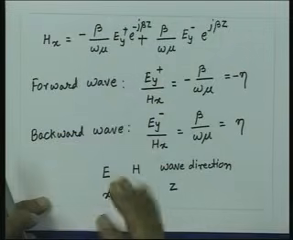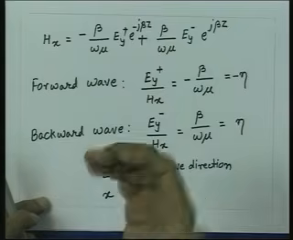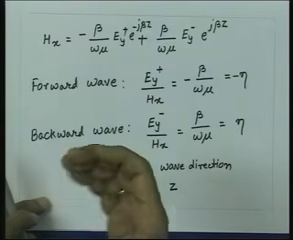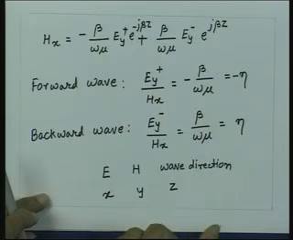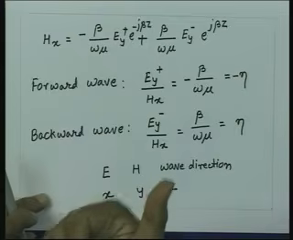And if I go from E to H in the right handed sense, then I get the direction of the wave propagation. So, if my fingers of my right hand point from E to H, then my thumb gives me the direction of the wave propagation. Similarly, if I go from wave direction to E, the sequence follows x, y, z, x, y, z. So, if my fingers point from wave direction to the electric field, my thumb must point in the direction of the magnetic field.